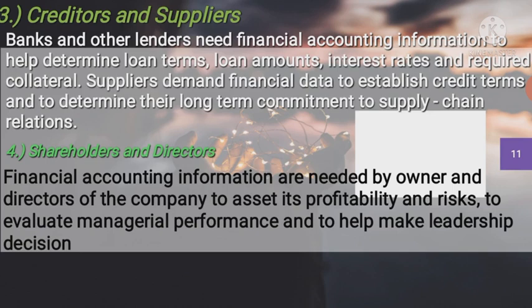Number 4, shareholders and directors. Financial accounting information is needed by owners and directors of the company to assess its profitability and risk, to evaluate managerial performance, and to help make leadership decisions.